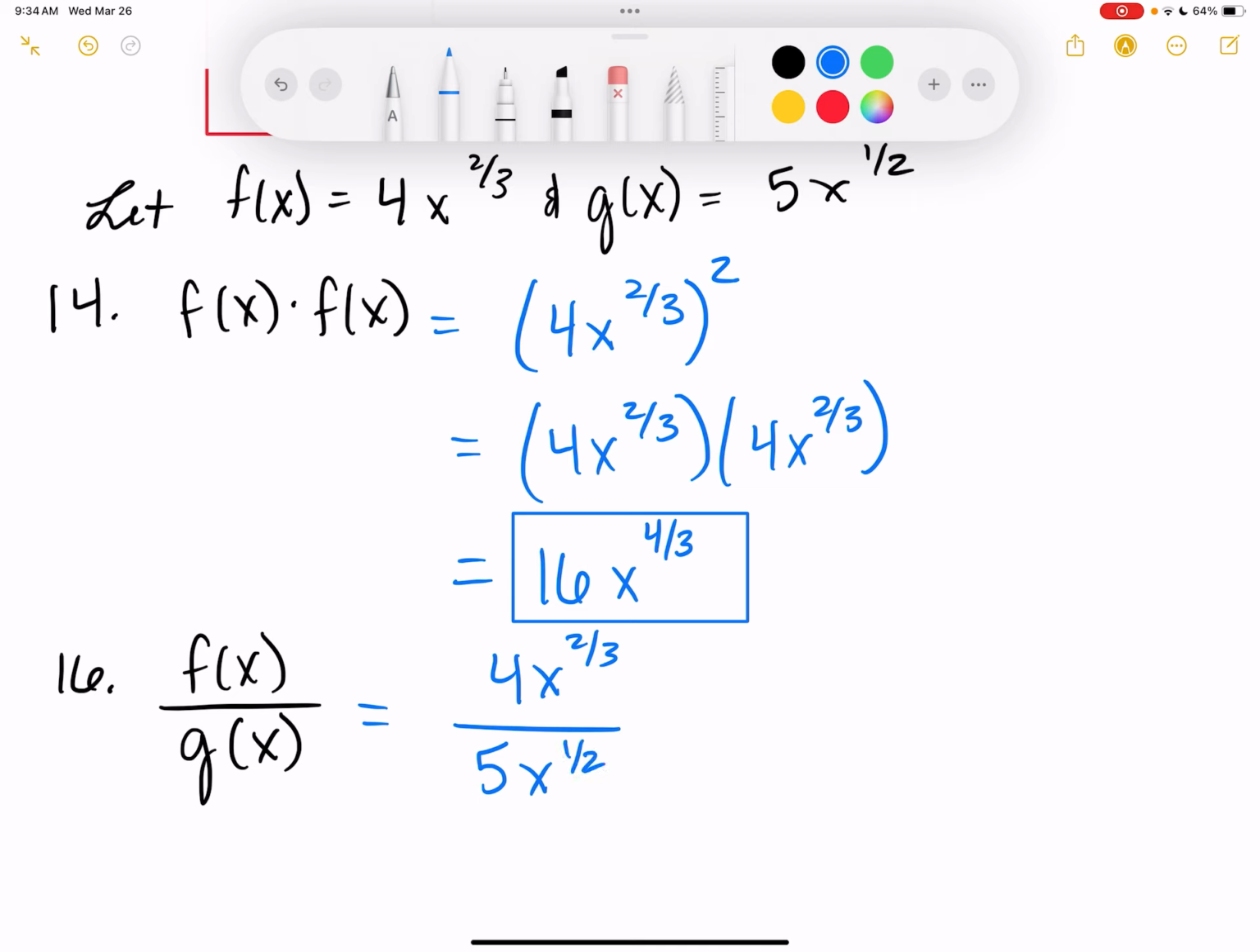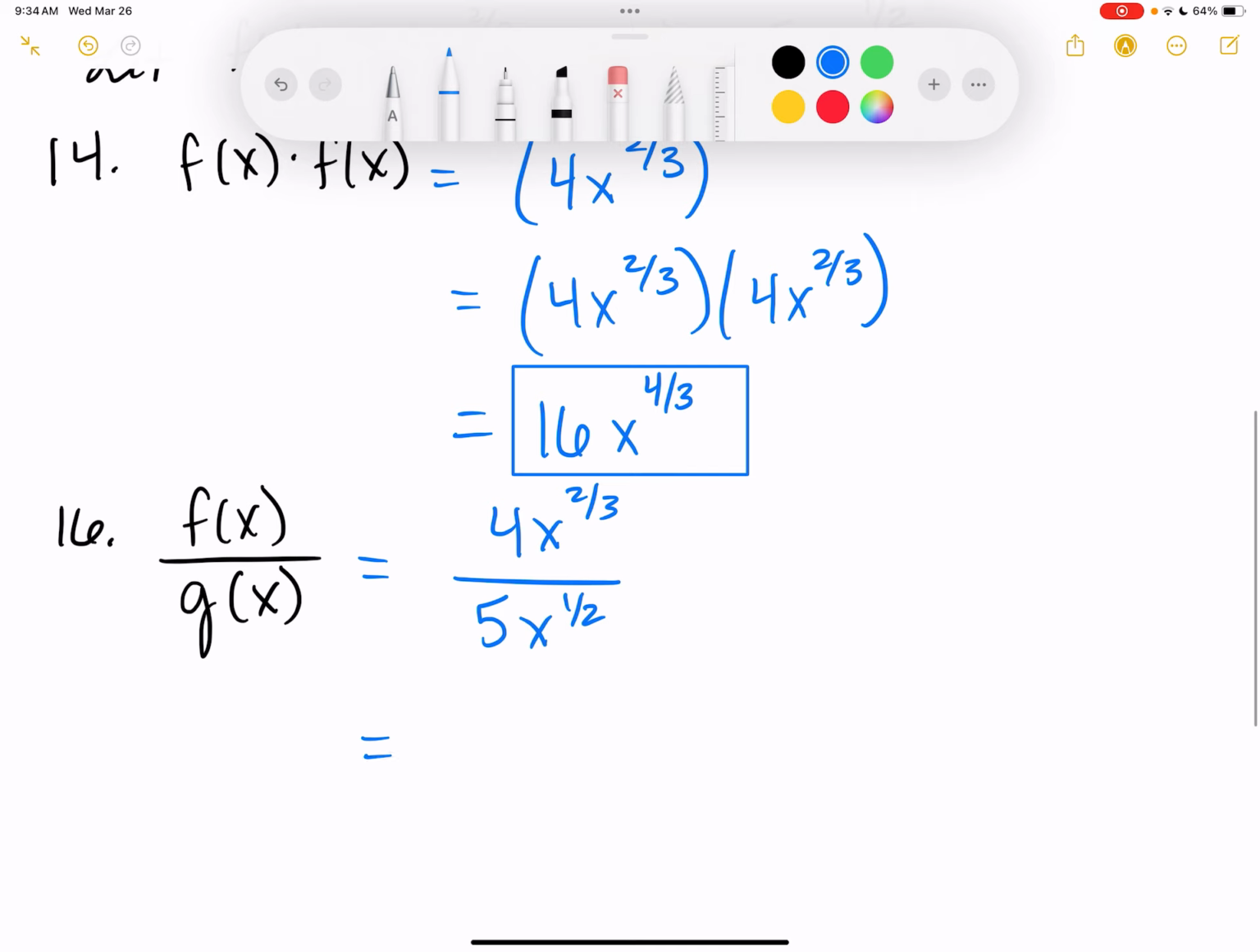Always move the smaller one to the bigger one. 1/2 is smaller than 2/3. So this is going to be 4/5 times x to the 2/3 minus 1/2. Yeah, it makes sense.